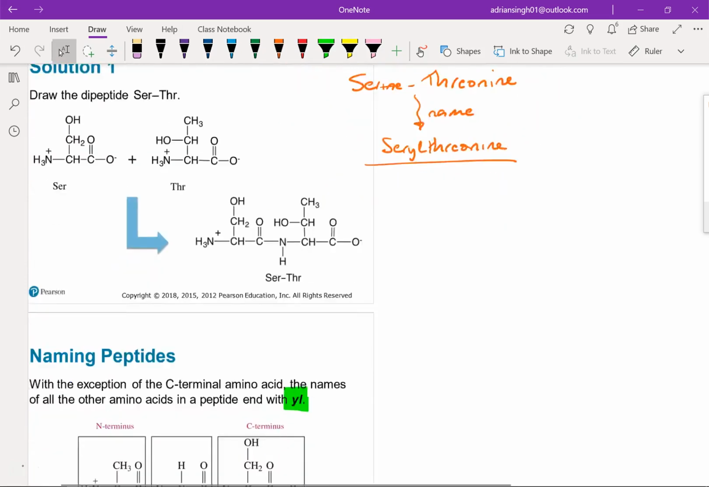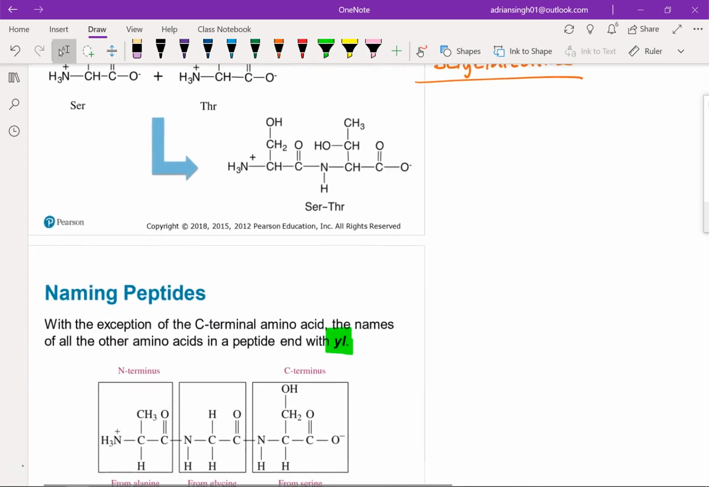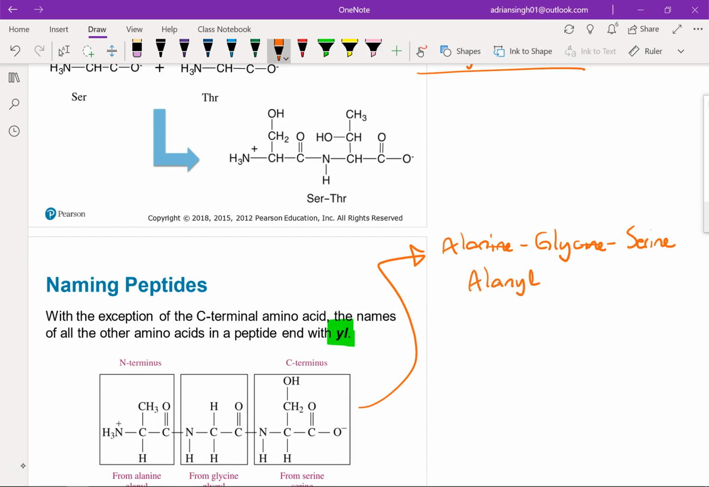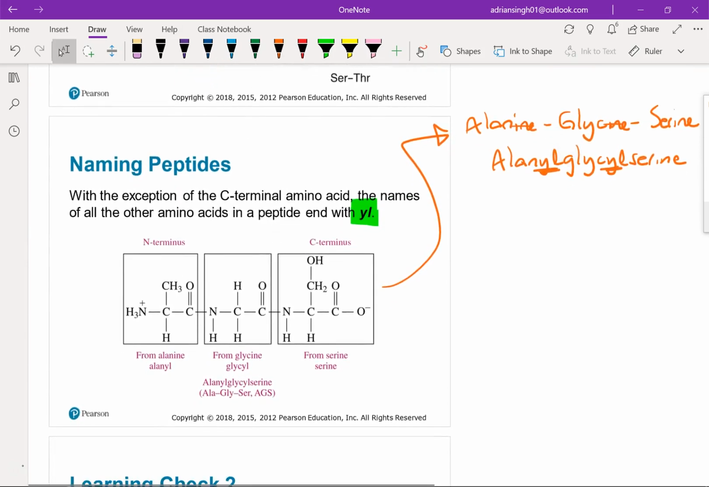as the name. All right, and if we had something a little bit here, we have our alanine, glycine, and serine. All right, so let's take a look at this one. We have alanine, glycine, and then serine. Okay, so we're going to drop the ending for the first two. We'll replace it with YL, so we have alanyl, and then glycyl, and then it ends with serine. All right, so we change the ending for the first amino acids, and we keep the full name for the very last, the C terminal amino acid.